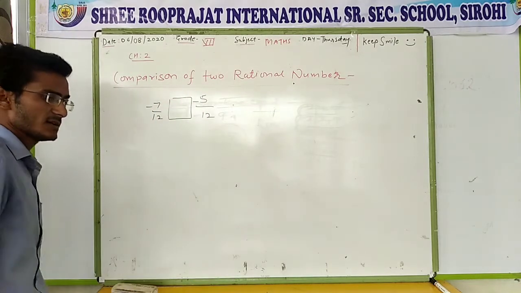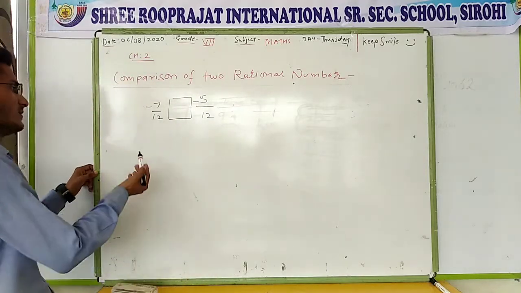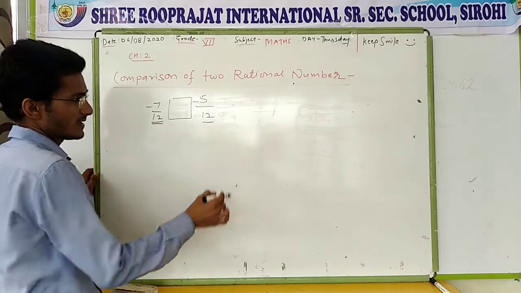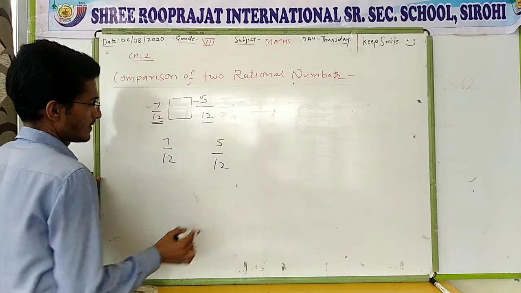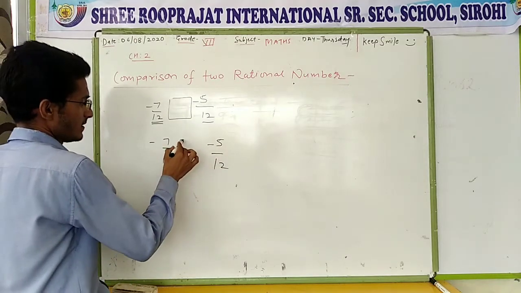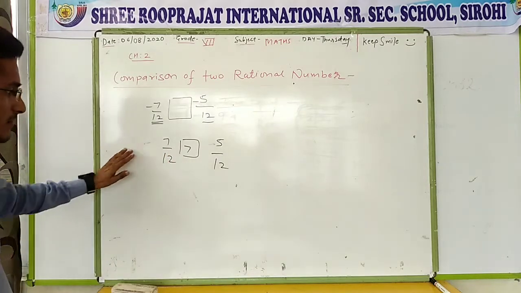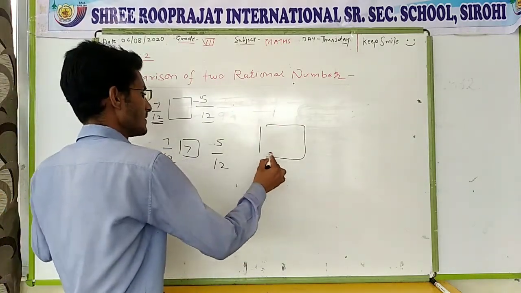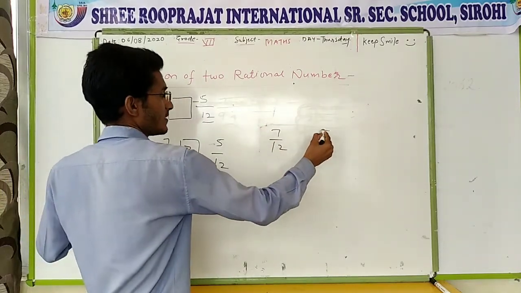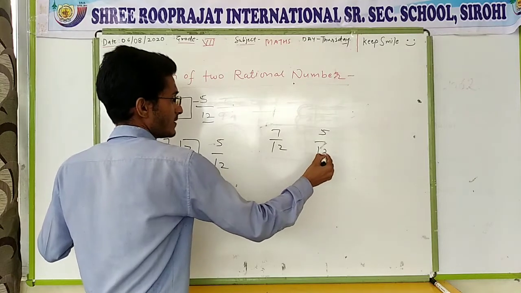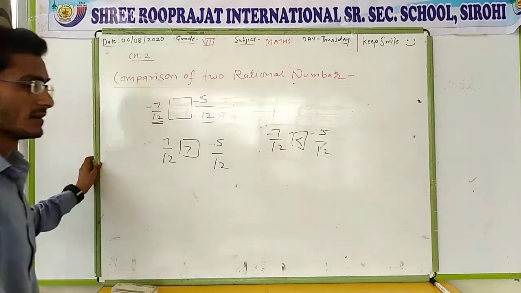So both are negative numbers. When both are negative numbers, the number which looks greater is always smaller. First of all, you can see all the denominators are equal. So 7 by 12 and 5 by 12. It is minus, it is minus. If it is without minus, then 7 by 12 will be greater. But when the negative sign is given, the number which looks greater is always less than the other number. So here minus 5 by 12 will be the greater number.